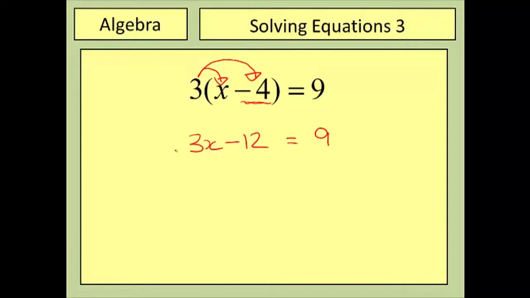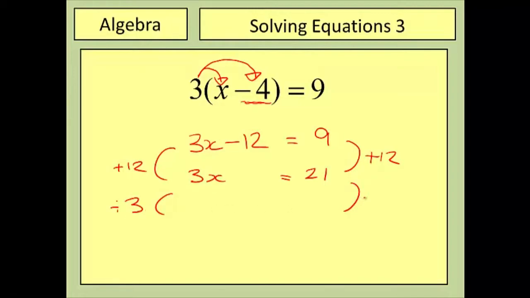Now, like before, this is a two-step equation, so I'm going to solve it by adding 12 to both sides, giving me 3x equals 9 add 12 is 21. And then my final step is to divide both sides by 3, undoing the multiply by 3 on this side, giving me x equals 21 divided by 3, which is 7.